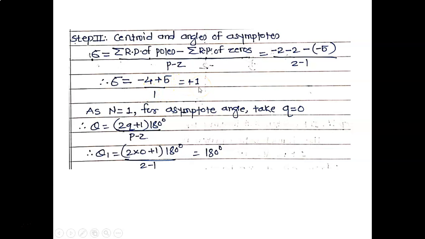Now, as number of branches n is equal to 1, we have only one angle of asymptote. Therefore, we have to take only one value of q, that is q is equal to 0. Therefore, theta is equal to (2q plus 1) into 180 degree divided by p minus z. Substitute the value. Therefore, theta 1 is equal to (2 into 0 plus 1) into 180 degree divided by 2 minus 1. Therefore, theta 1 is equal to 180 degree.